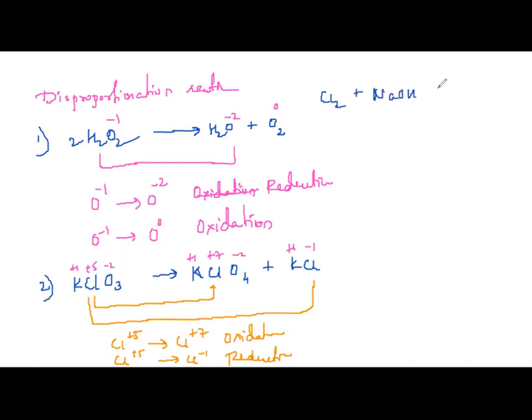You can try it out at home for Cl2 plus NaOH gives NaCl plus NaClO3 plus H2O. You can check whether it is a disproportionation reaction or not, for chlorine. Here I am getting 2 different oxidation states. Try it out. I will explain it again, but you try it out for this.